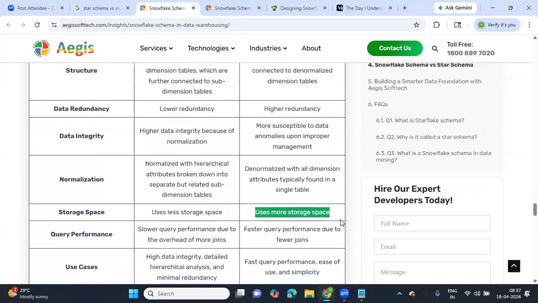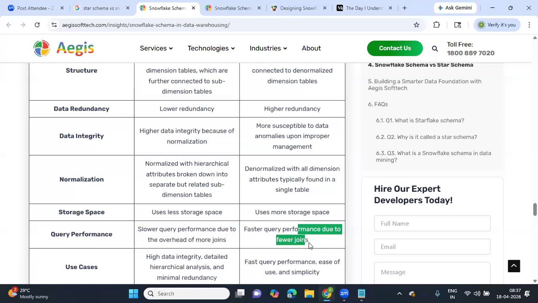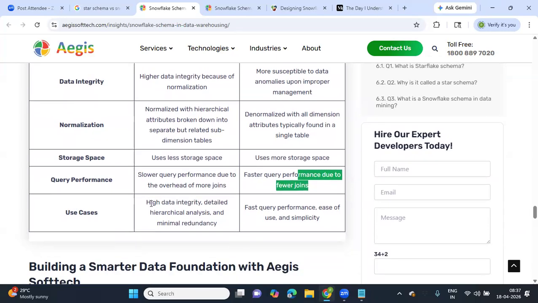The star schema uses more space because more redundant data is stored in the tables. Coming to performance, Snowflake is less performant because there are a lot of tables to join. The star schema is faster because of fewer joins, but needs more storage space. Use cases for Snowflake: high data integrity, detailed hierarchical analysis, and minimal data redundancy. When you want high integrity or detailed analysis, go for Snowflake schema. Otherwise, just go for star schema.